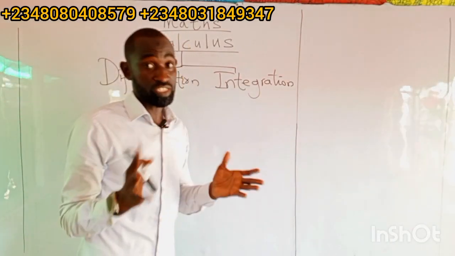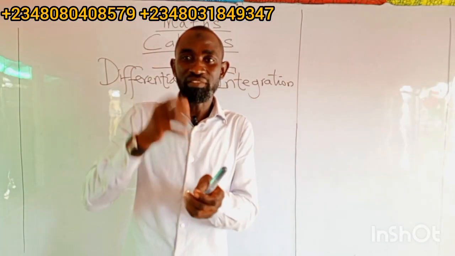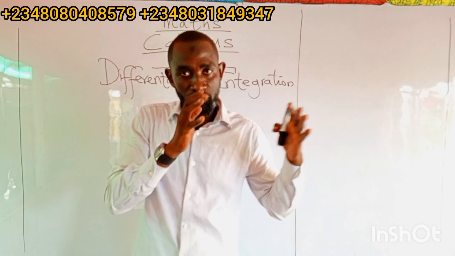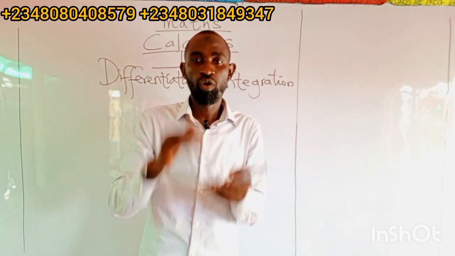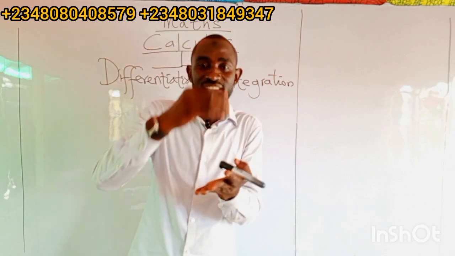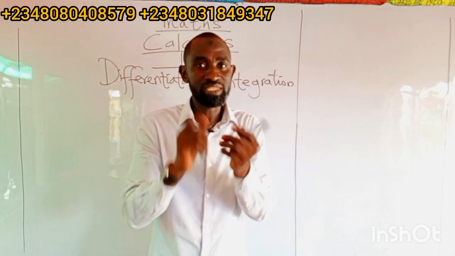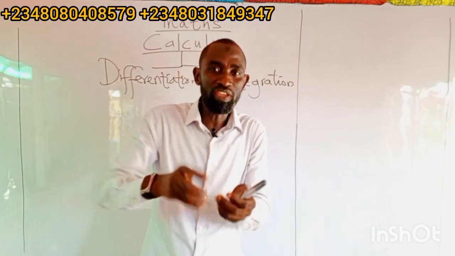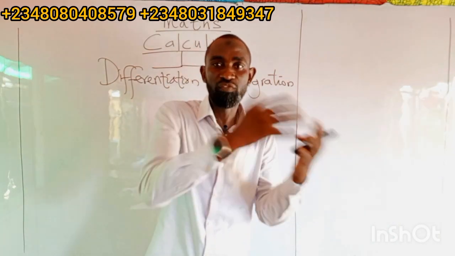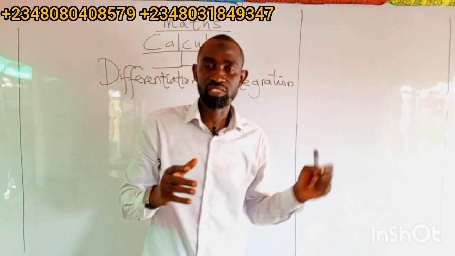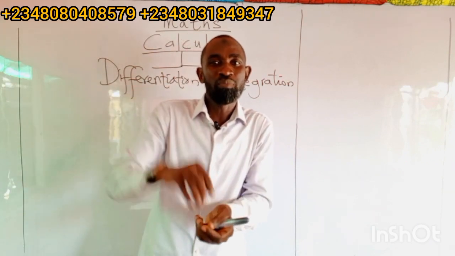What is differentiation? That's the first thing you have to have. The process involved in finding the change in one variable with respect to another variable is what we call differentiation. And the result of differentiating is what we call derivative. I repeat, the process involved in finding the change in one variable with respect to another variable, we call it differentiation, while the result of differentiating is what we term derivative.